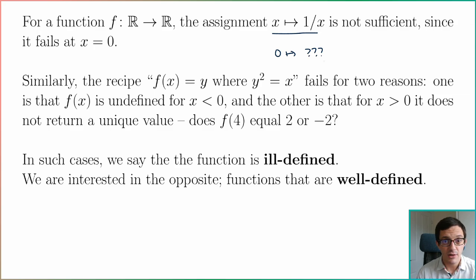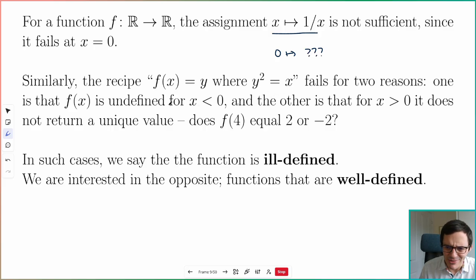We could fix that by deciding what 0 maps to, not 1 over 0. We need to pick a real number, but we could choose whatever we like and then it would be fixed. So the assignment that's defined piecemeal by x goes to 1 over x if x is not 0, and x goes to 3 if x is 0, then that's fine. That would make it a function. Not my favourite function, I suppose, but for every value of the domain, I've now successfully defined a value of the codomain.